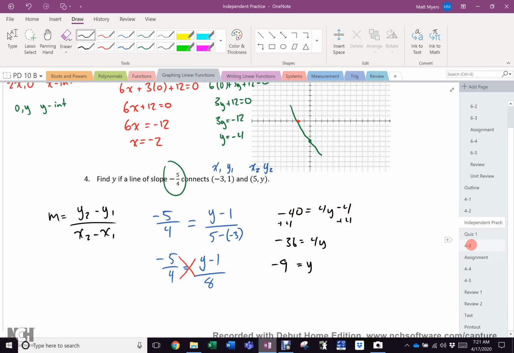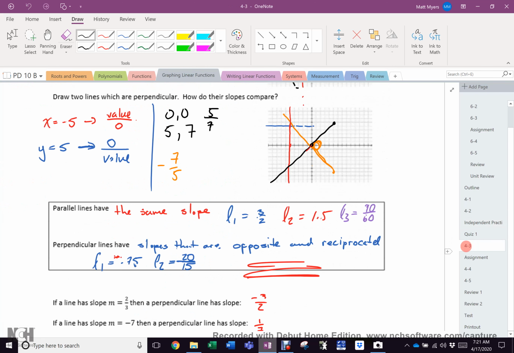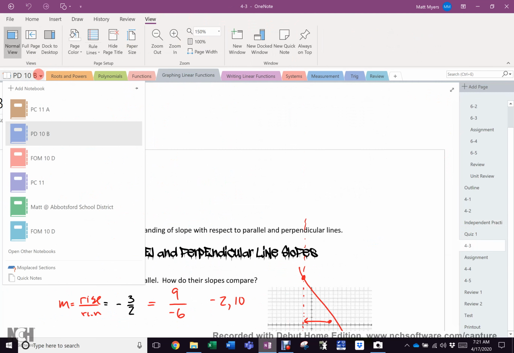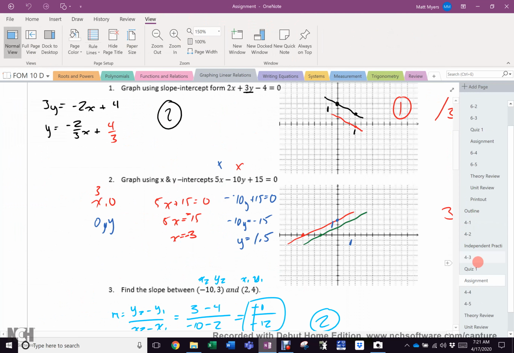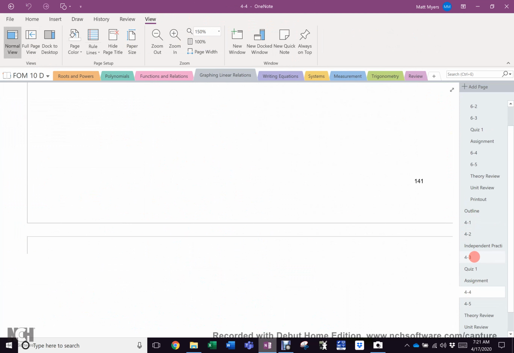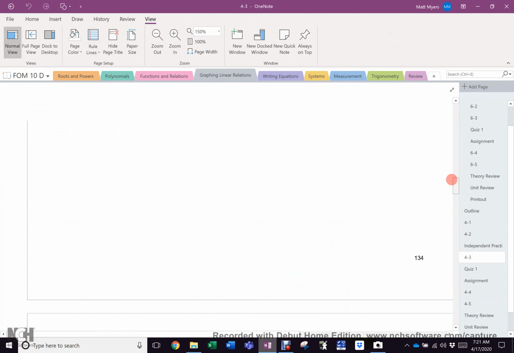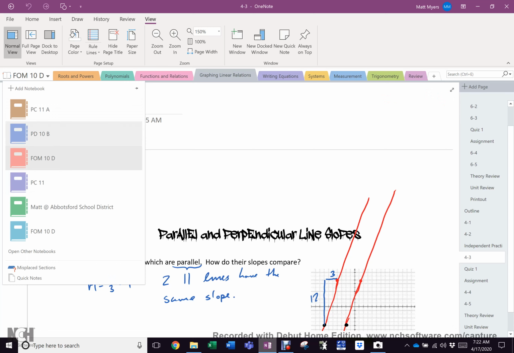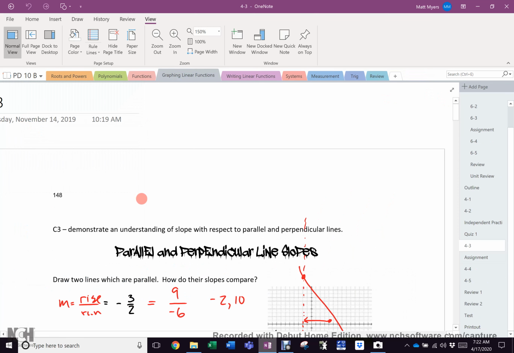Okay, let's move on to today's notes, which begin on page, for the pre-diploma, it's on page 148. For FOM, it's page 133. So for pre-diploma, 148 and 133.